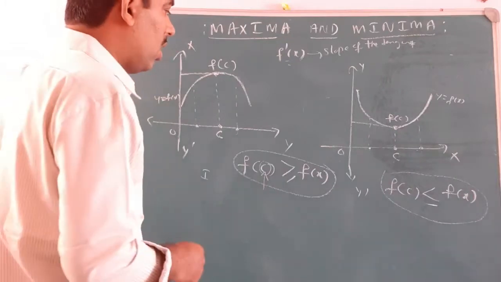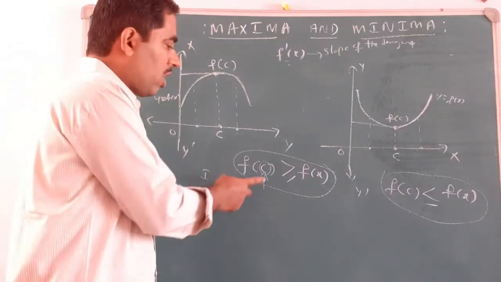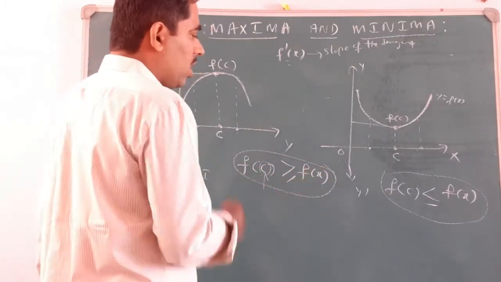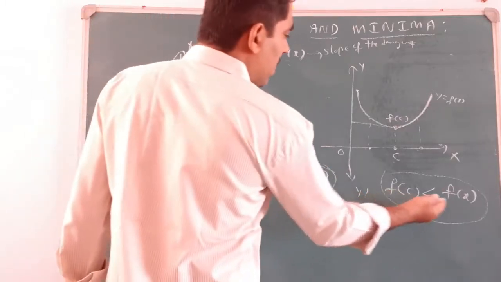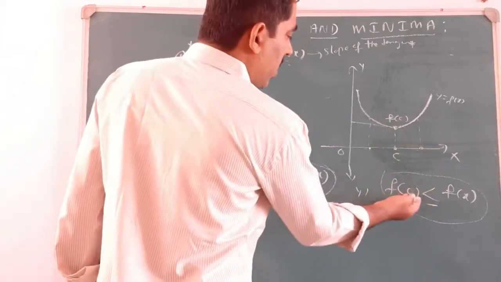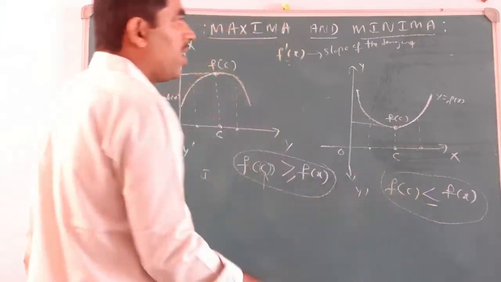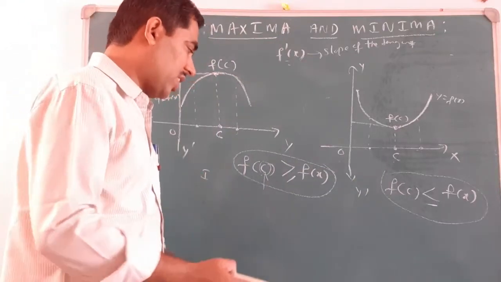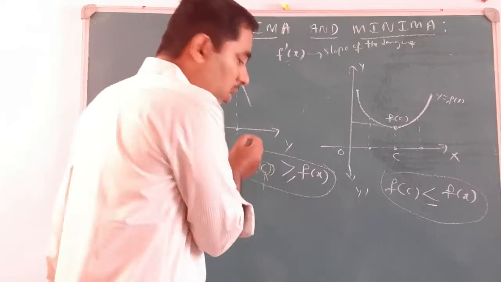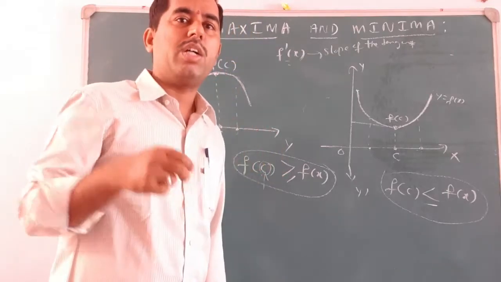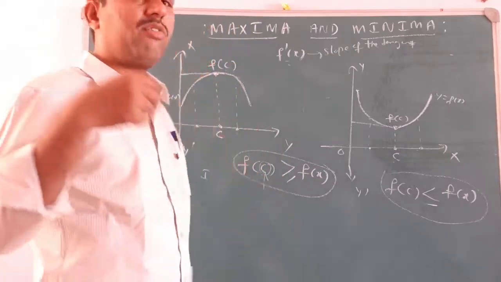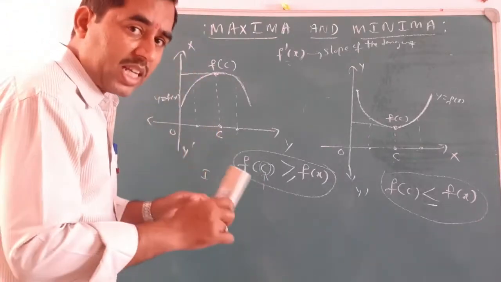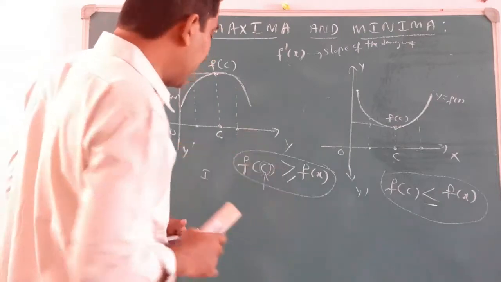So here, these are the mathematical definitions. If I get a point C in the interval such that f of C is greater than or equal to f of x, that is considered as maximum, and f of C less than or equal to f of x, if I get a point in that interval like this, then that point is considered as point of minimum. So these are the definitions here. This point C, whatever we get in the interval, is called point of minima or maxima. So these are the basic concepts we need to understand in the beginning.